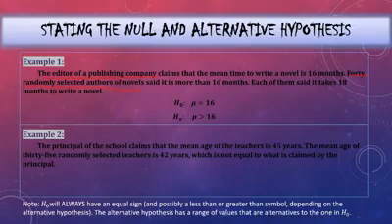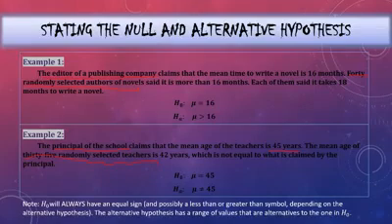Okay, next, let's have example number 2. The principal of the school claims that the mean age of the teachers is 45 years. The mean age of the 35 randomly selected teachers is 42 years, which is not equal to what is claimed by the principal. So let's reveal our null and alternative hypothesis. Null hypothesis: the mean is equal to 45. This 45 years was claimed by the principal of the school, while our alternative hypothesis: the mean is not equal to 45. It is the claim of the 35 randomly selected teachers that it is 42 years.